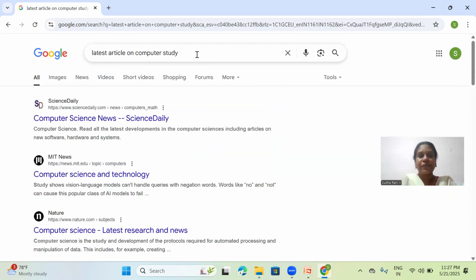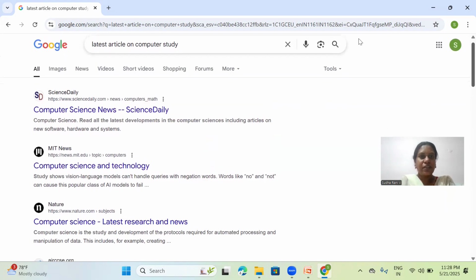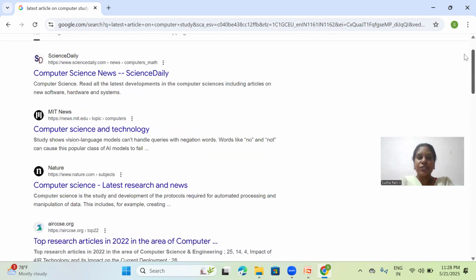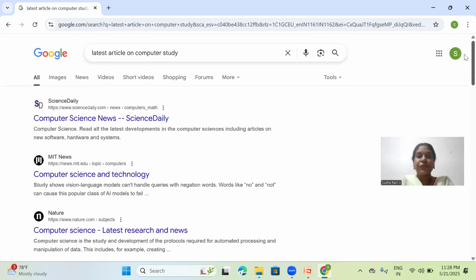Now see, I have given its root word, not the stemming word: latest article on computer study. I gave the root word. See here, you are getting a lot of articles. You are getting a lot of articles.